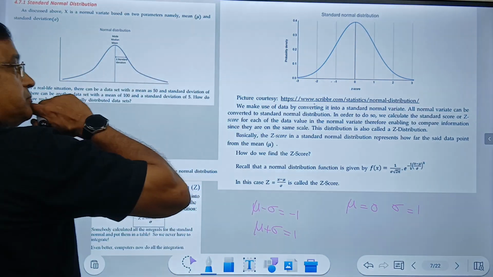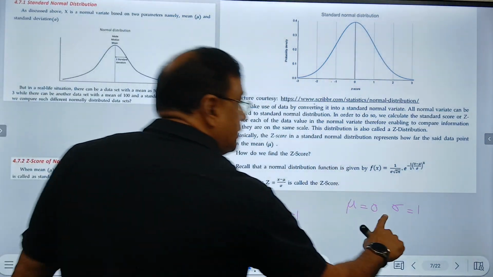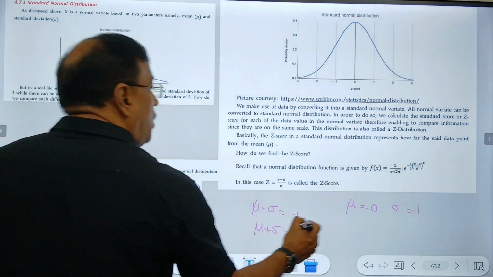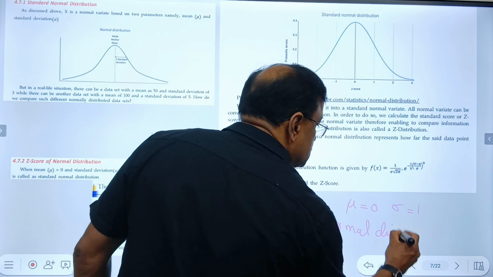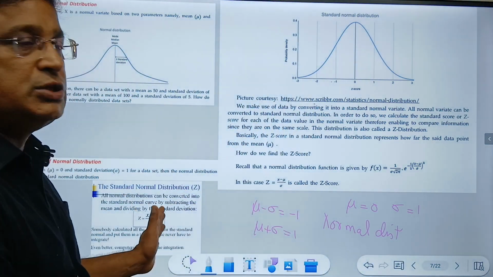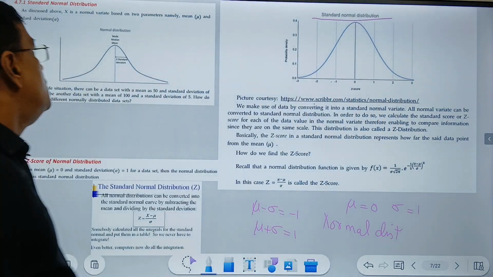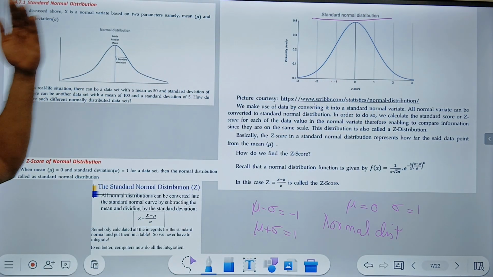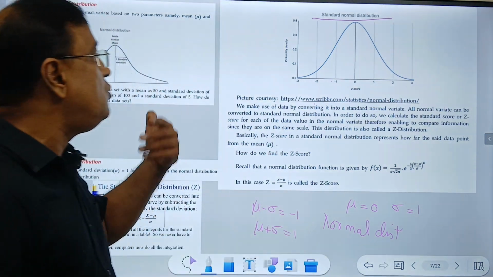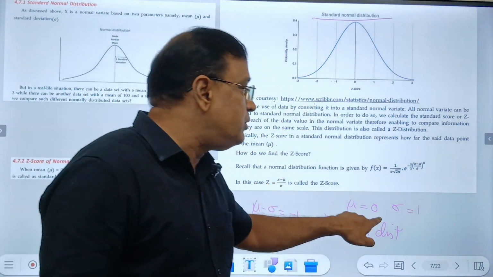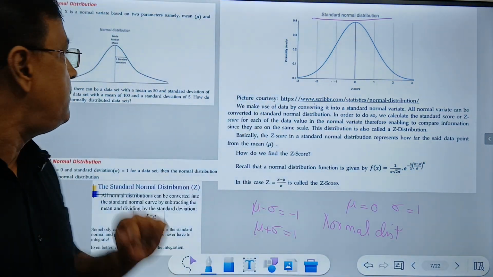Not only that, when mu is 0 and sigma is 1, the normal distribution is no longer called normal distribution. You call it standard normal distribution. So when will a normal distribution become a standard normal distribution? It becomes a standard normal distribution when mu is equal to 0 and sigma is 1. It is called standardization. Okay.